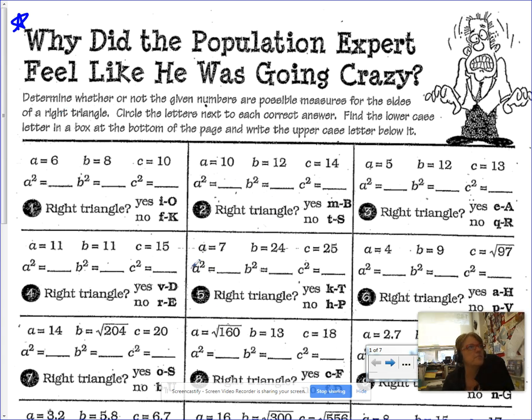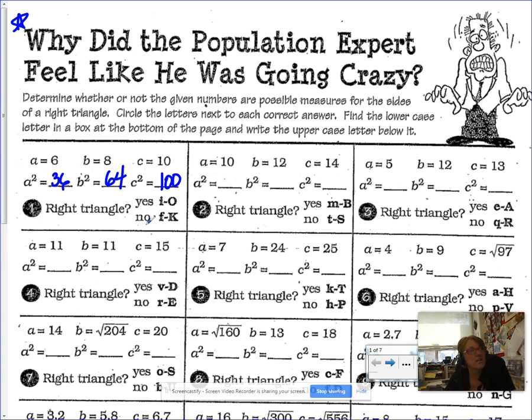All right, let me get you started on this first one just so you can see what exactly they're asking you to do. It says determine whether or not the given numbers are possible measures for the sides of a right triangle. So we're going to square each of these, and then we're going to test it and see if it works. Let's do the first one. If A is 6, 6 squared would be 36. If B is 8, B squared, 64. If C is 10, 10 squared is 100.